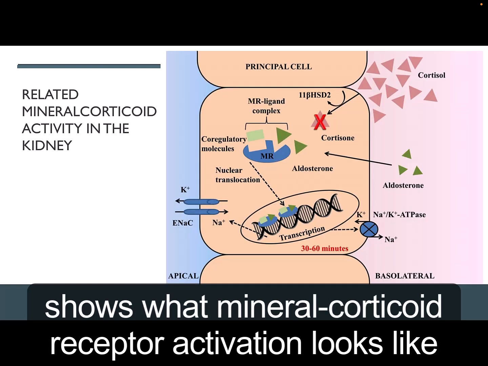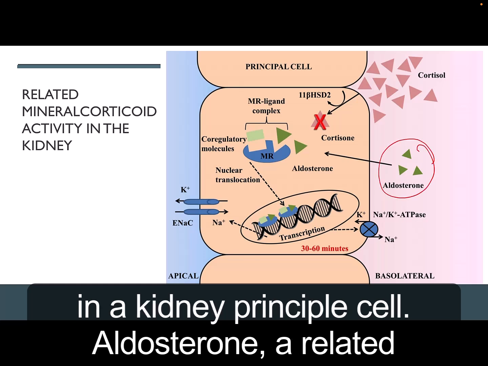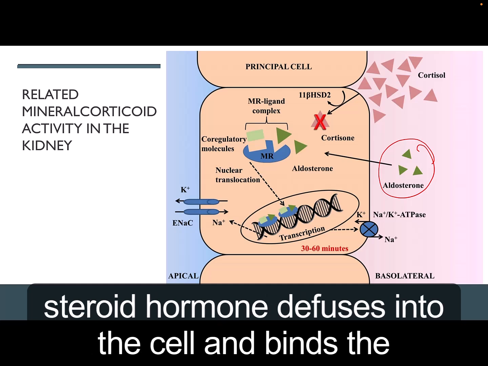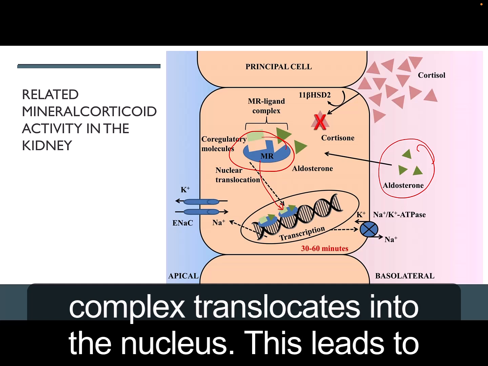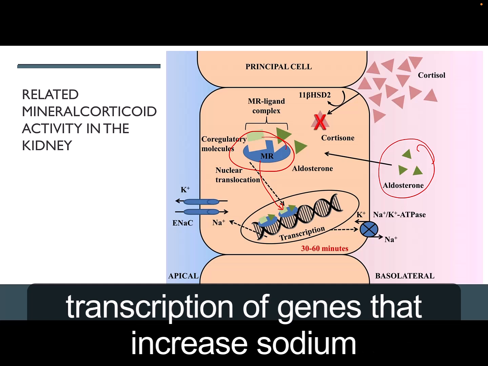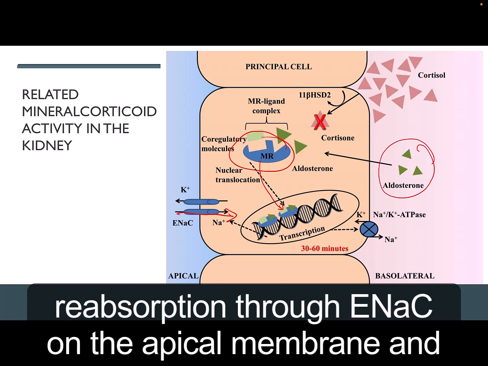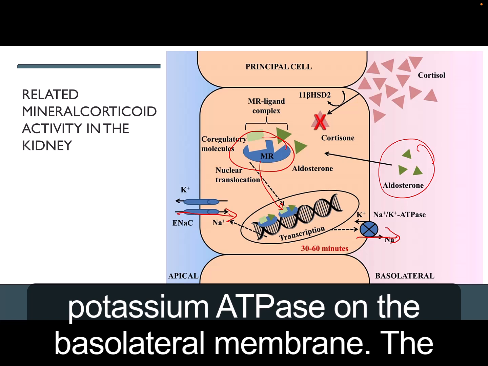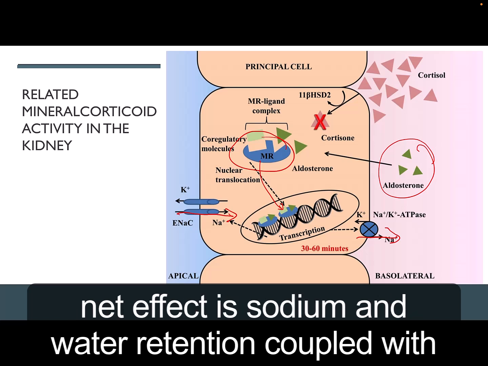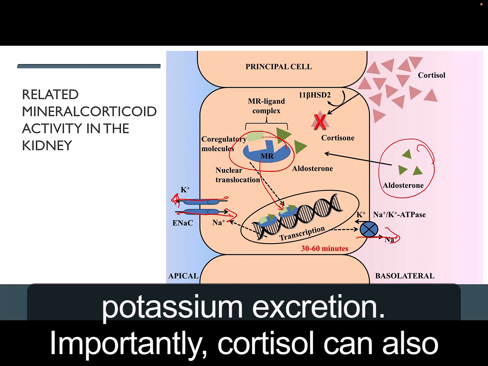This diagram shows what mineralocorticoid receptor activation looks like in a kidney principal cell. Aldosterone, a related steroid hormone, diffuses into the cell and binds the mineralocorticoid receptor, and the receptor-ligand complex translocates into the nucleus. This leads to transcription of genes that increase sodium reabsorption through ENaC on the apical membrane and enhance sodium transport through the sodium-potassium ATPase on the basolateral membrane. The net effect is sodium and water retention coupled with potassium excretion.